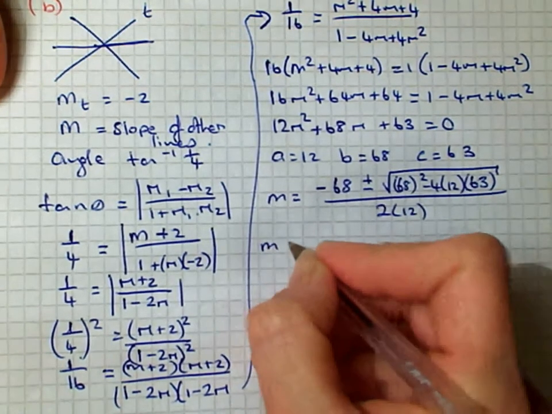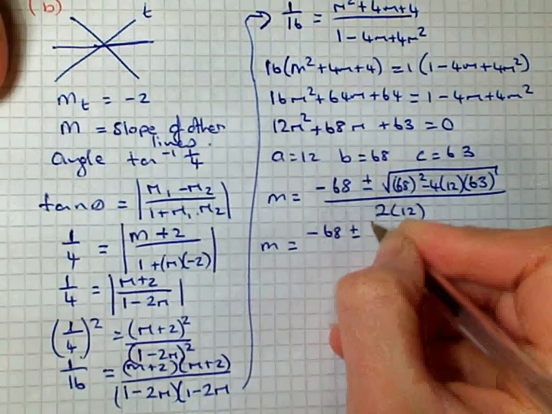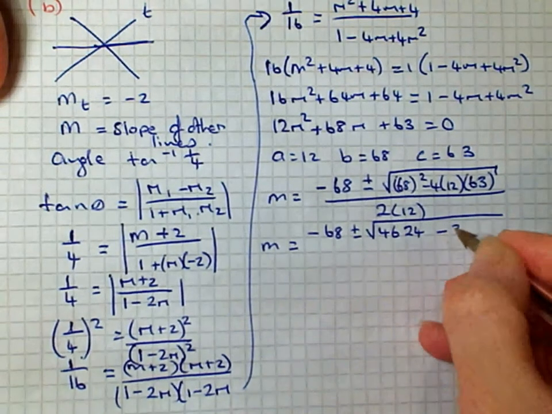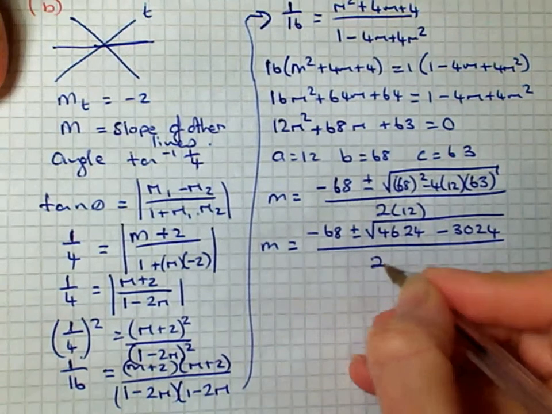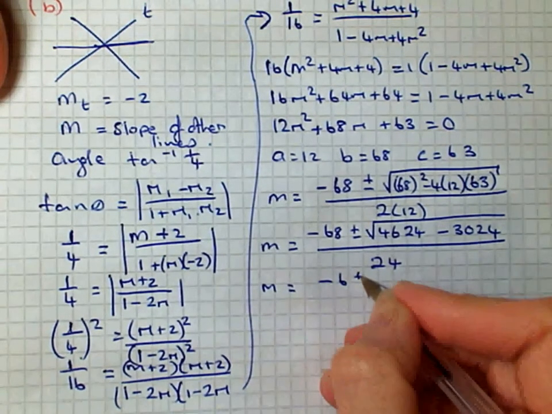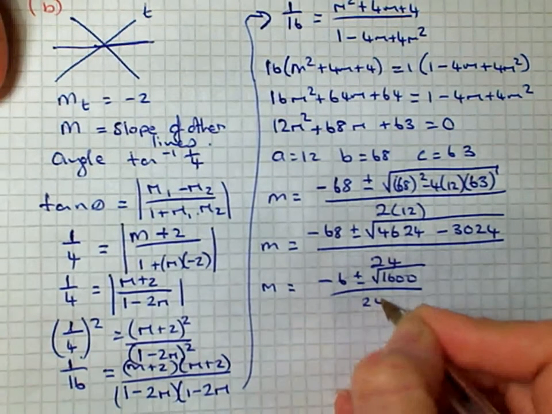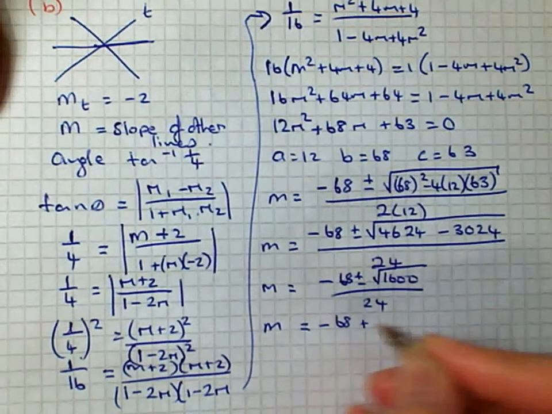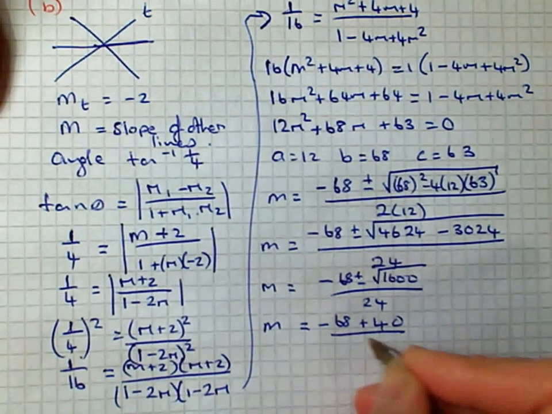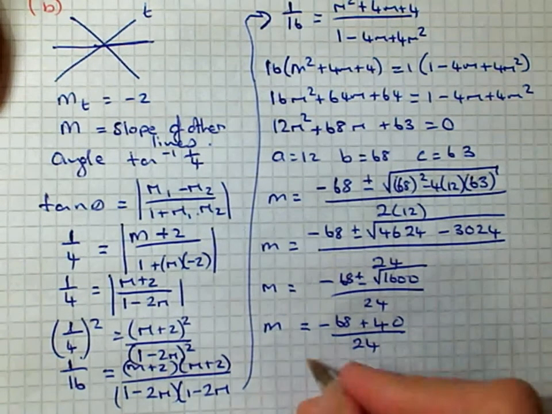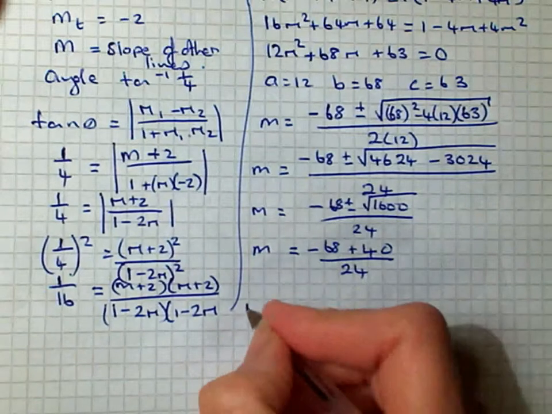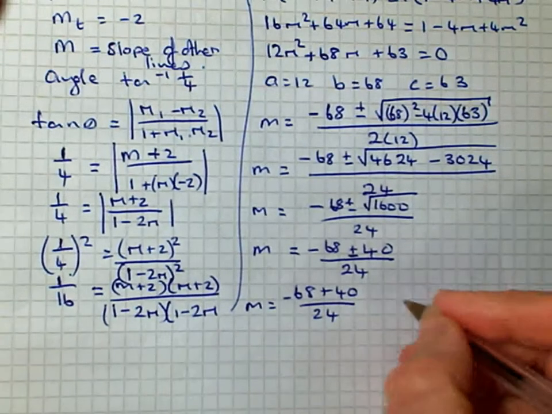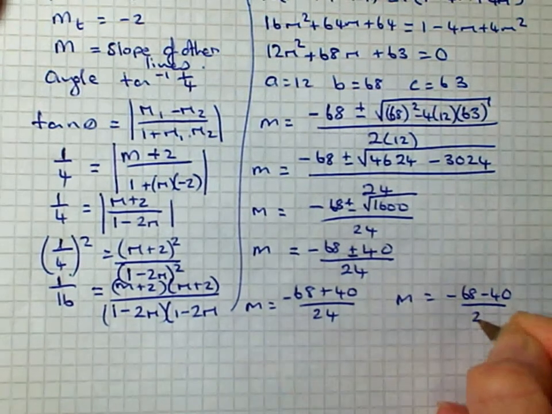So m is equal to minus 68 plus or minus the square root of 4,624 minus 3,024, divided by 24. So our m value is minus 68 plus or minus the square root of 1600 all over 24. So m is equal to minus 68 plus 40 all over 24, and m is equal to minus 68 minus 40 all over 24.